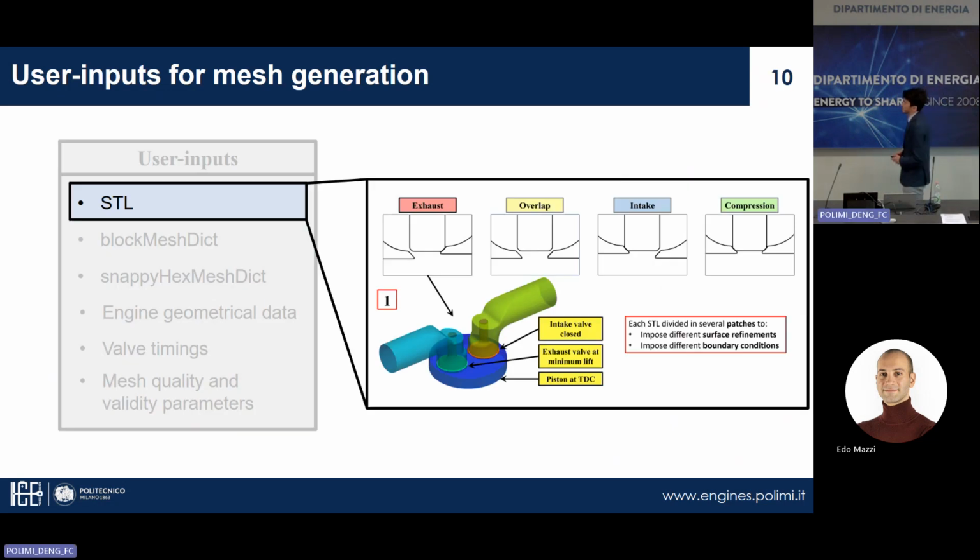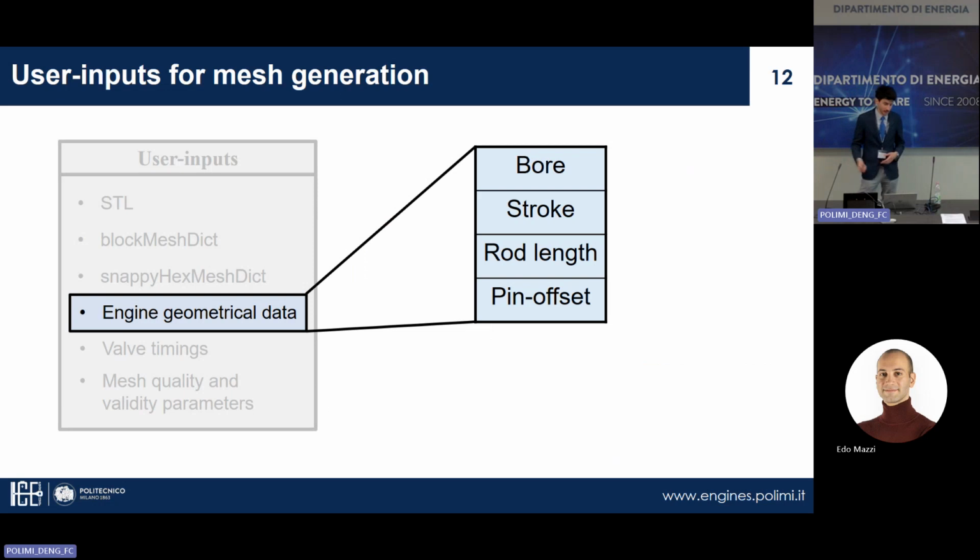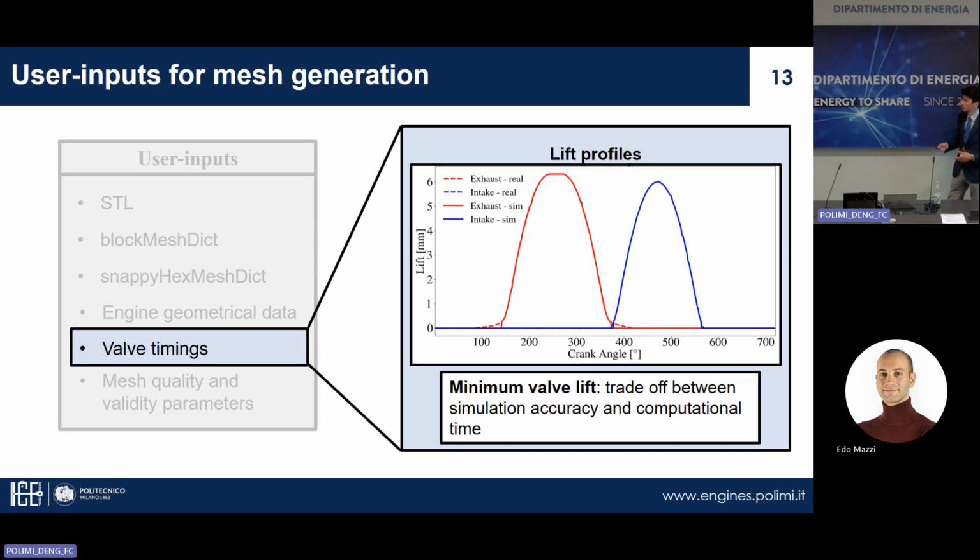If we have a look at the current state of the methodology, the user inputs required are, of course, the STL. So we need an STL for each phase: intake, exhaust, overlap, and compression phase. We need a first blockMeshDict to define the base mesh cell size. And then, of course, there's an APX mesh dict, since this methodology is based on the usage of this utility in OpenFOAM. Of course, we need the classical engine geometrical data like bore, stroke, rod length, and pin offset.